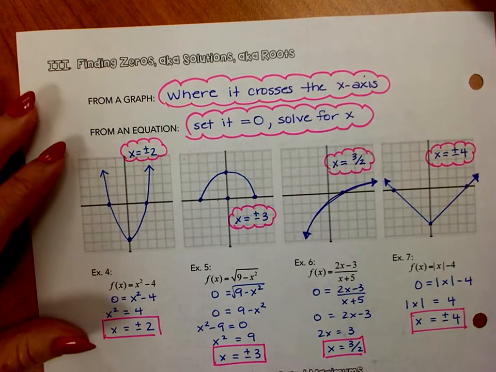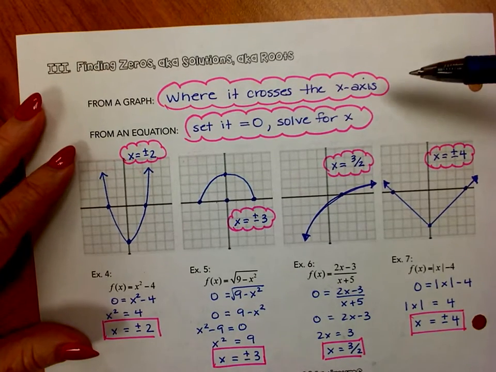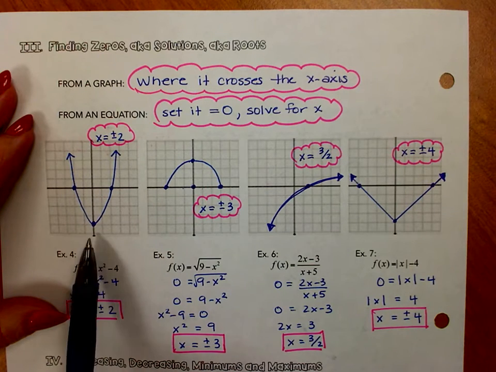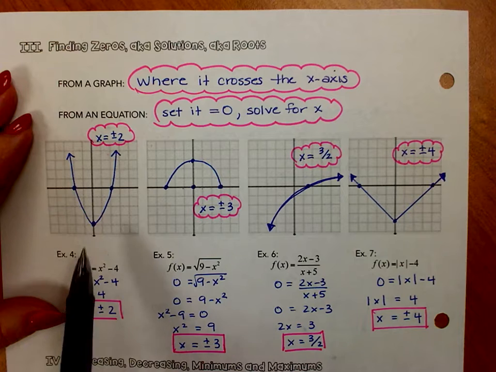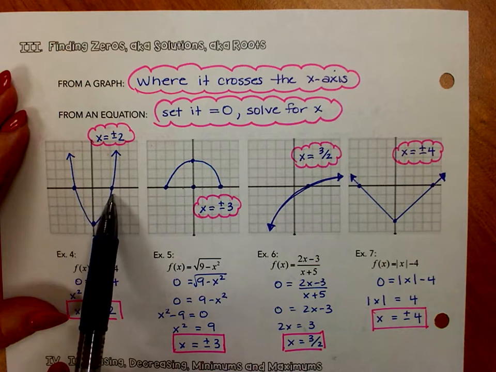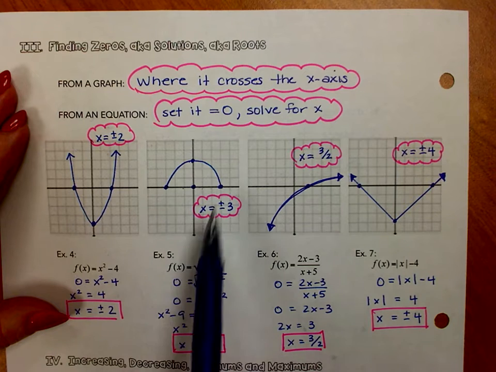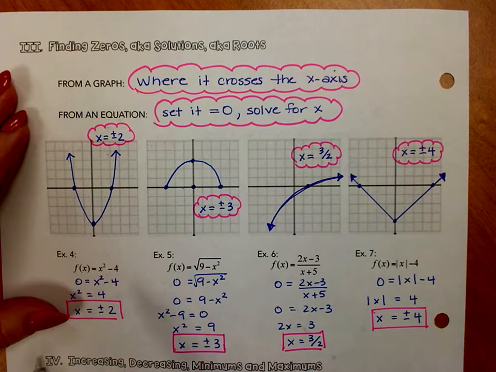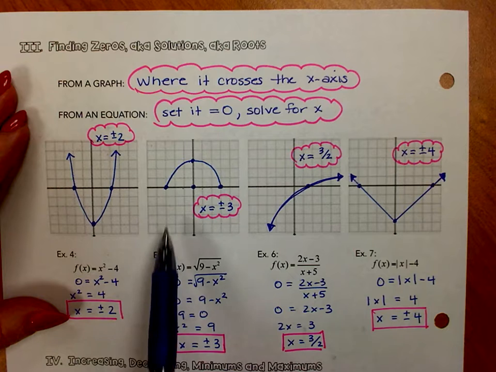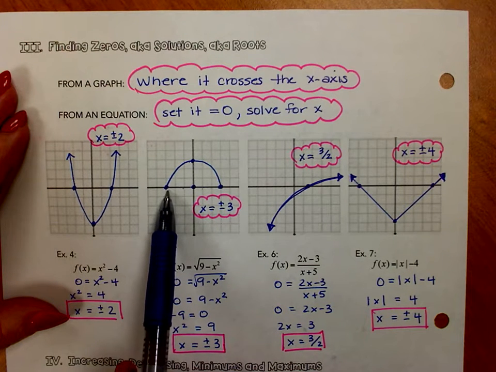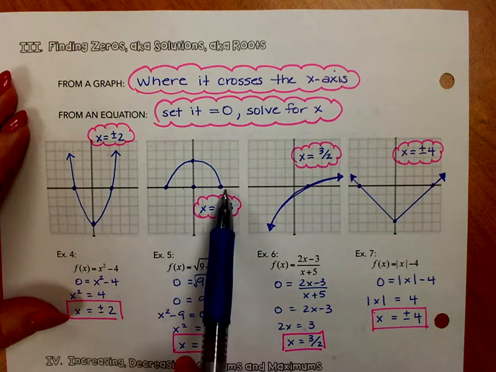If we're finding zeros and solutions and roots, all of those are the same thing. From a graph, we're going to see where it crosses the x-axis. With this one, we have a parabola, and it crosses the x-axis at positive and negative 2. With this one, we have half a circle as defined by the radical equation, so it's going to touch the x-axis at negative 3 and positive 3.